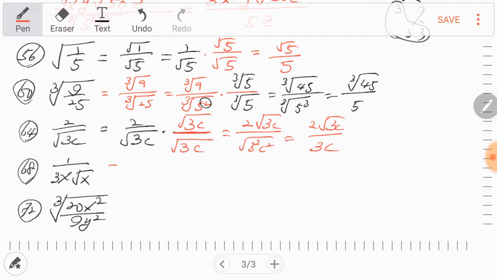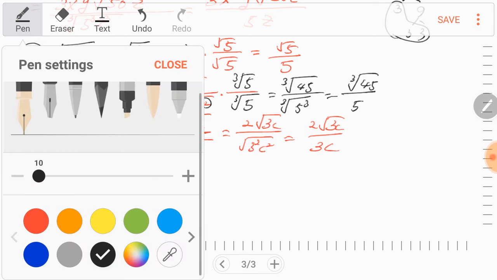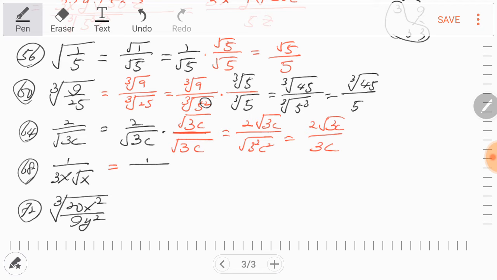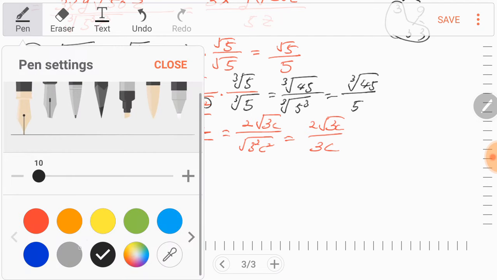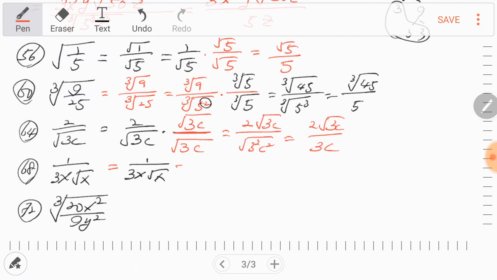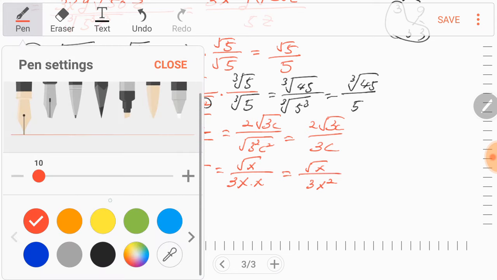Okay, next one. For this, the denominator is 3x and square root of x. Since we have a square root of x, why don't we multiply both top and bottom by square root of x? So the numerator is square root of x, and the denominator is what? 3x times square root of x, that is equal to x. So square root of x over 3x squared. Okay.